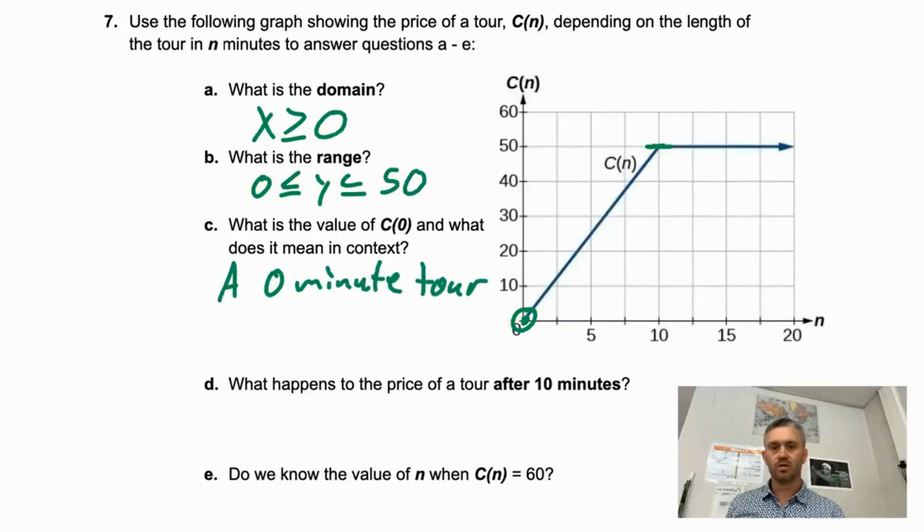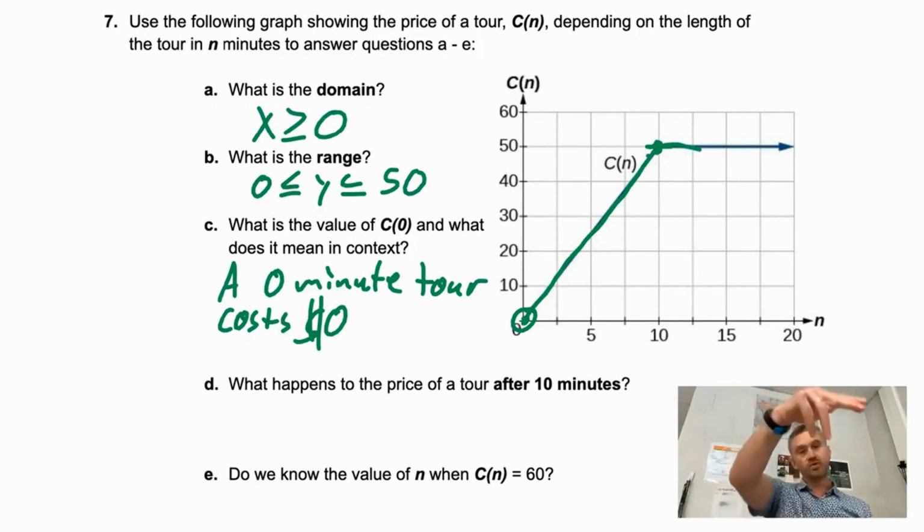How much would you pay for a 0-minute tour, gentlemen? $0. Right, so that makes sense. After 10 minutes, the price goes up, and we can see that once you go on the tour after 10 minutes, it stays at 50. It doesn't decrease or increase, it just peaks. So we do not know the value of C when it's equal to 60, because it stops at 50.